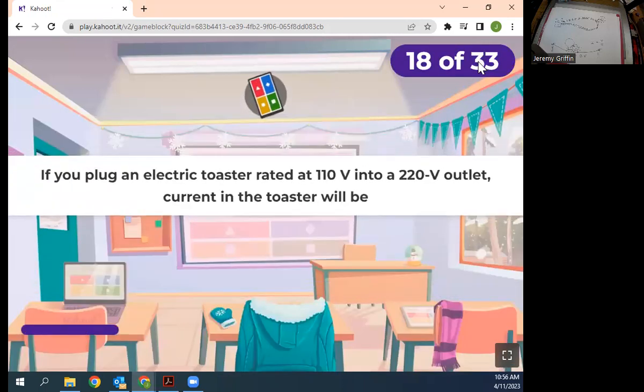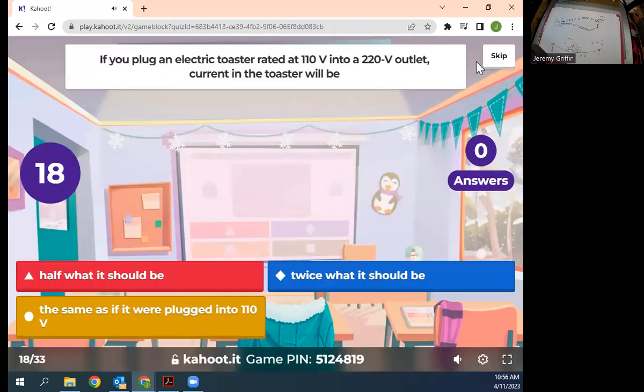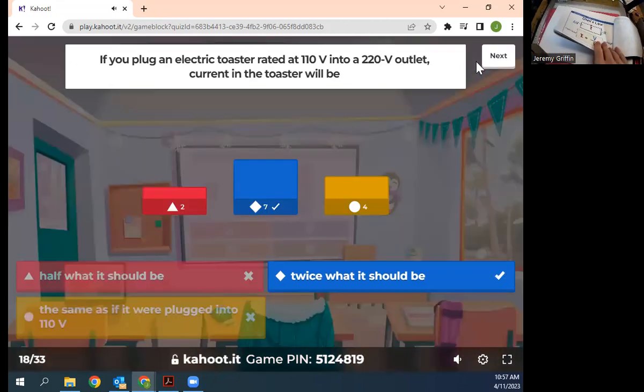Plug in a toaster rated at 110 volts into a 220-volt outlet. What will the current be? Yep. Twice as much as what it should have been.